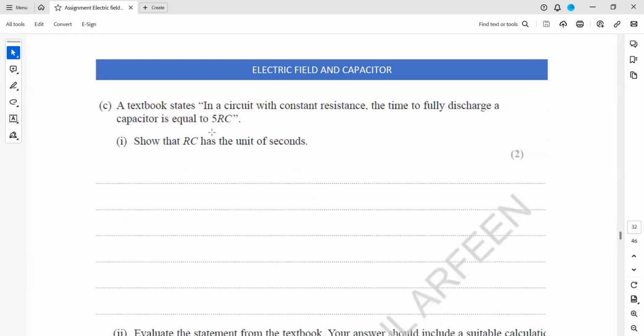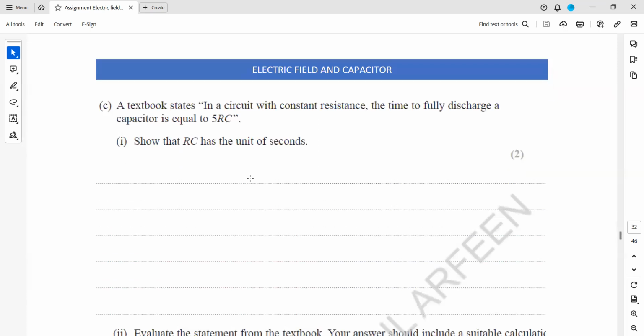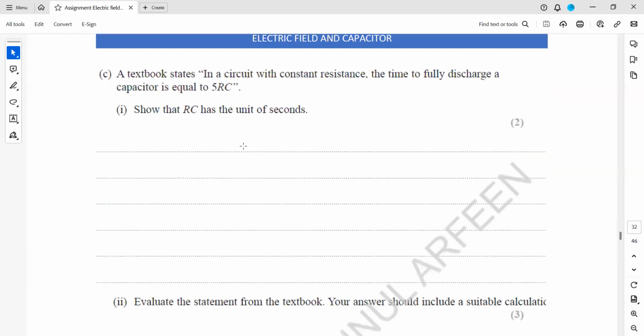A textbook states that in a circuit with a constant resistance, the time to fully discharge a capacitor is equal to 5 times RC. Show that RC has a unit of seconds. So how can you show that R and C together have the unit of seconds? What is resistance? We have the formula V equals IR, so resistance is the ratio between voltage and current. And what is capacitance? We have the formula Q equals CV, so C equals Q divided by V.